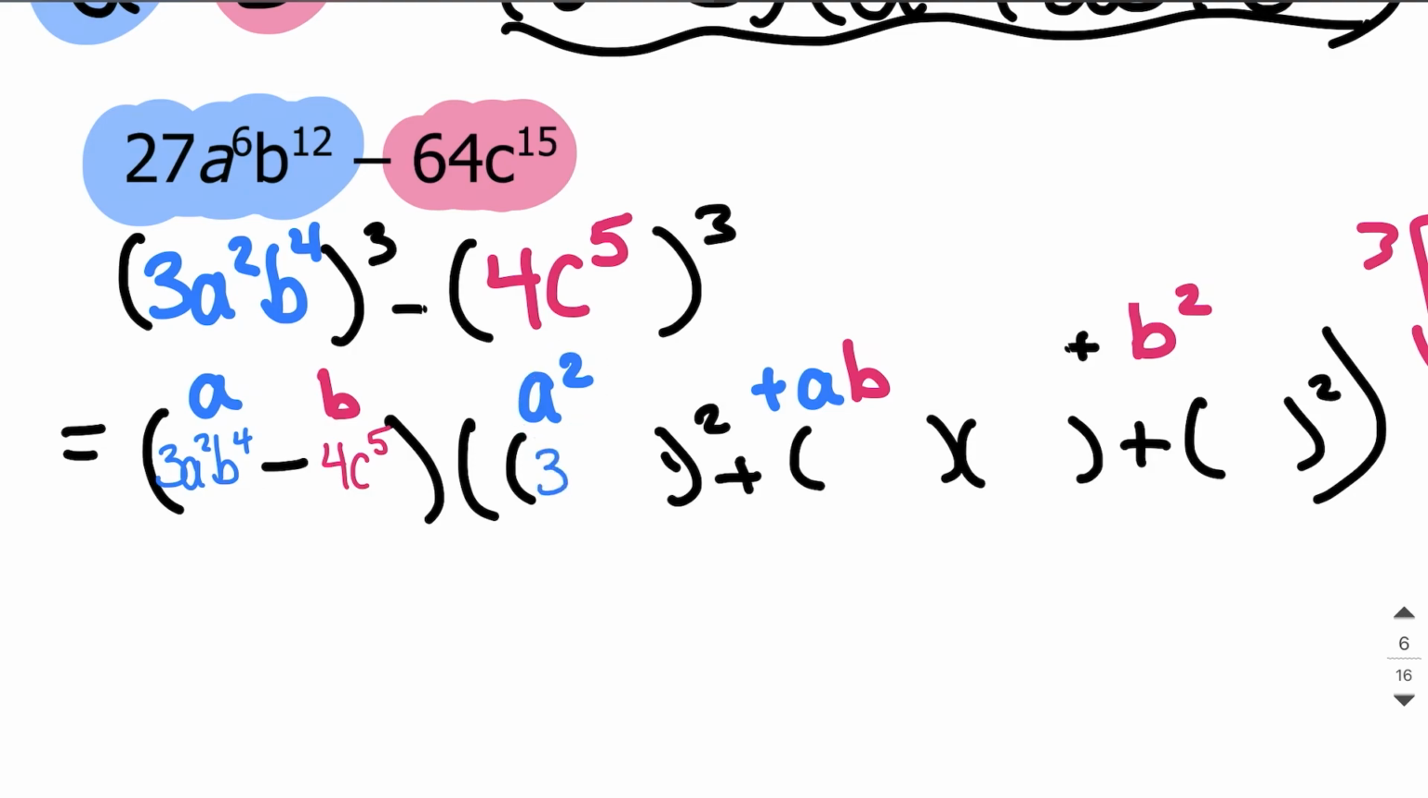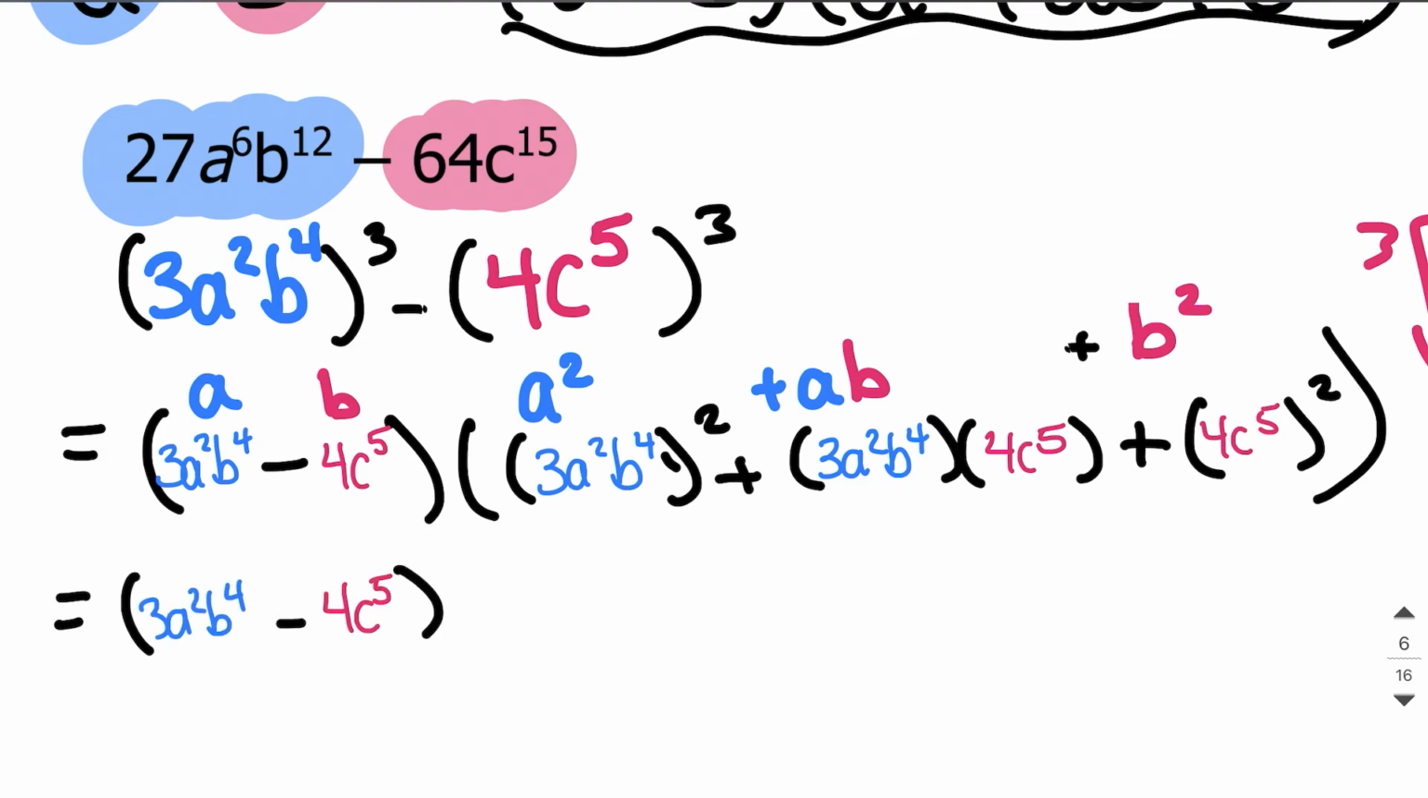So this is going to be 3a squared b to the power of 4 squared plus, again, the a is 3a squared b to the power of 4. That's going to get multiplied by b, which we know is 4c to the power of 5, plus 4c to the power of 5 squared. So right here, there's really nothing I can do with this first expression. So I'm going to keep it as is.